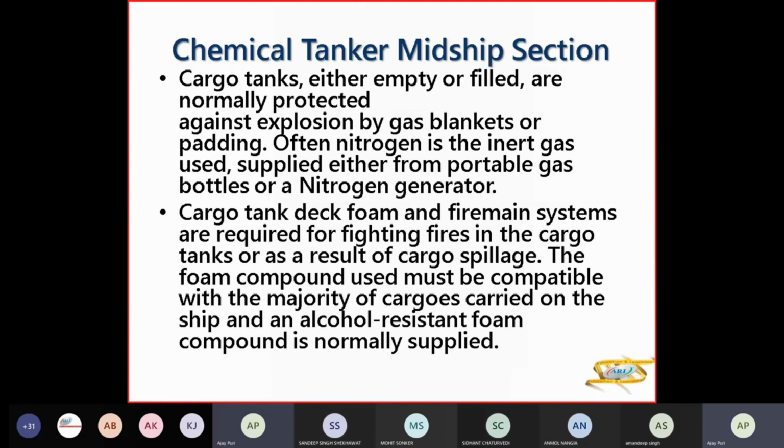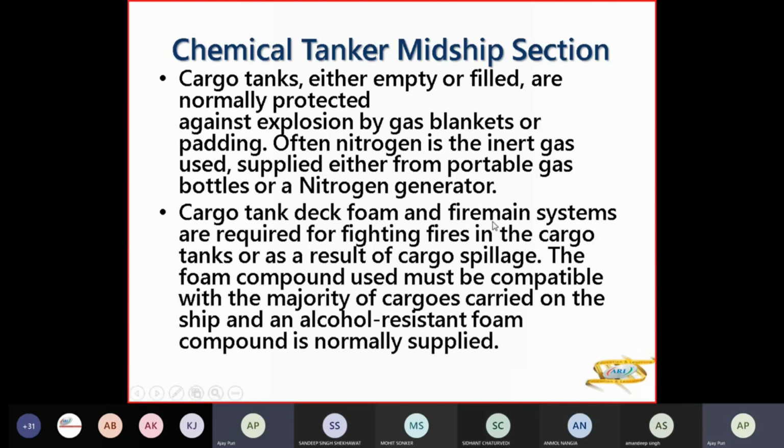Your cargo tanks will normally have a nitrogen blanket. So we use nitrogen as inert gas, and not inert gas generators there, but nitrogen generators on board or portable nitrogen tanks on board, because IG might have a lot of moisture, around 10%, which can contaminate your cargoes. That's why we use nitrogen here.